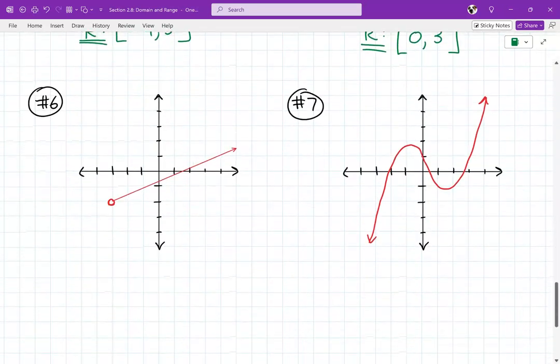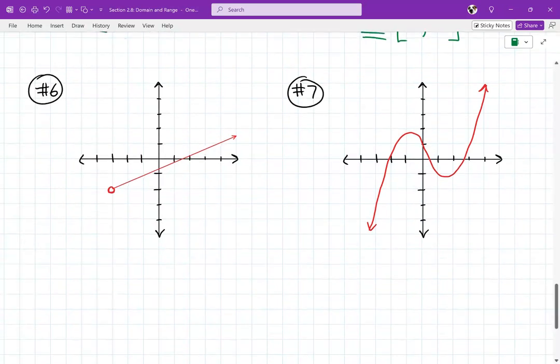Number 6, is that a function? Yeah. What about 7? Yeah, you can draw a vertical line. It's only going to touch one. So both of these are functions. Again, don't draw these. I don't want you guys to draw them. We're just doing D and R. Okay?